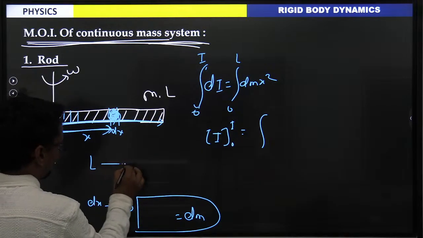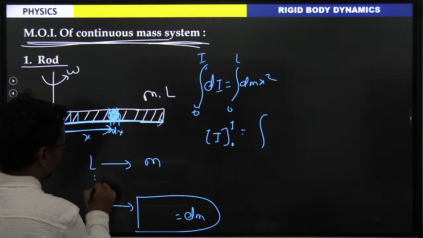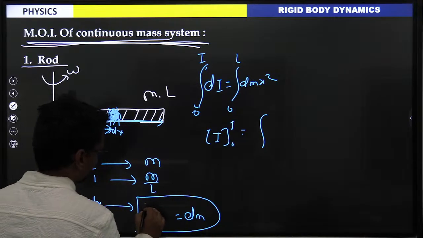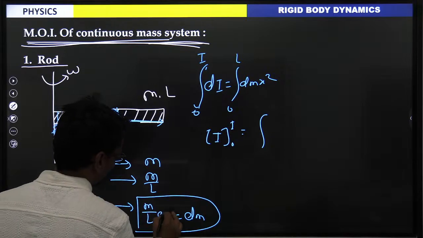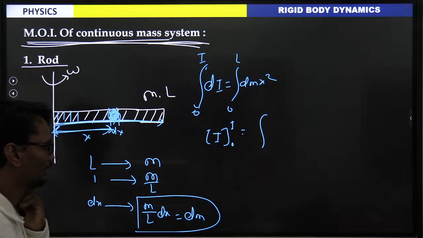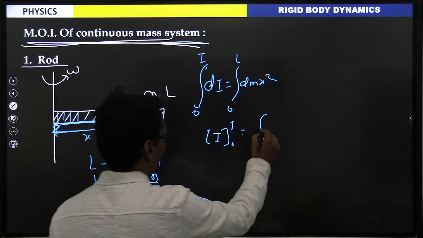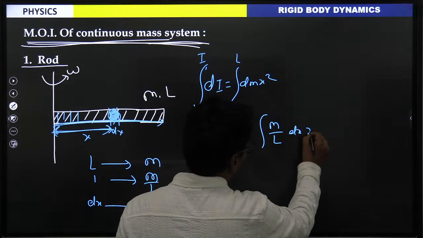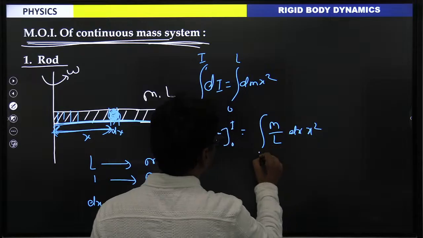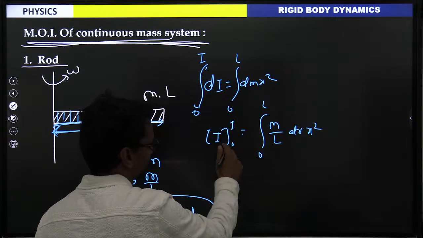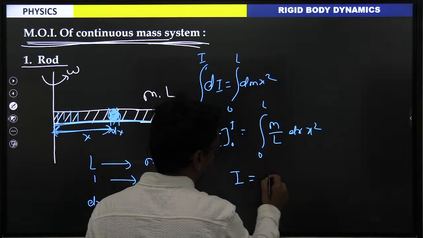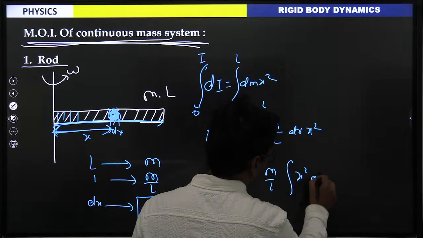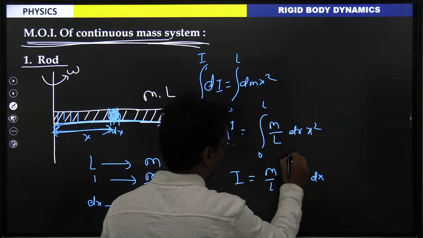In L length, mass is m; in unit length, mass is m by L. So in dx length, mass is m by L into dx, and this is the mass dm. We put here the value of dm, m by L dx x square, 0 to L. Now we put upper minus lower limit, I minus 0 is equal to I, and m by L integration of x square dx from 0 to L.